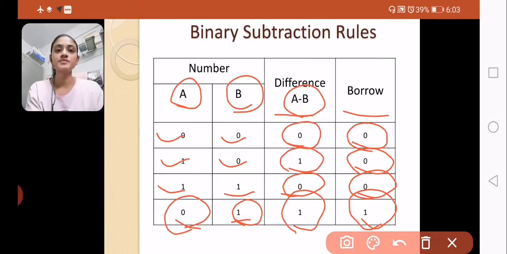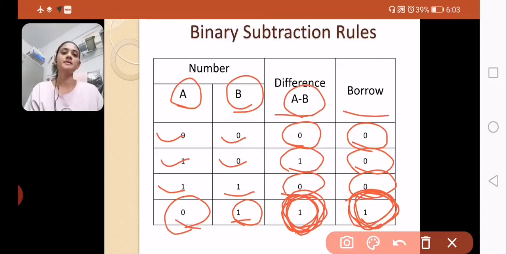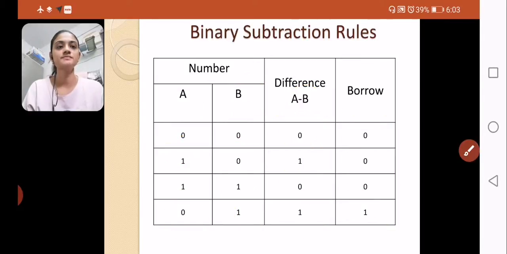See, if we subtract 0 minus 1 or 1 minus 0, basically the difference will be 1. So in that manner here 1 is given in the difference, right? But we have to take 1 borrow. Please remember this table because this table will be used for the subtraction. Now let us take one example of this.